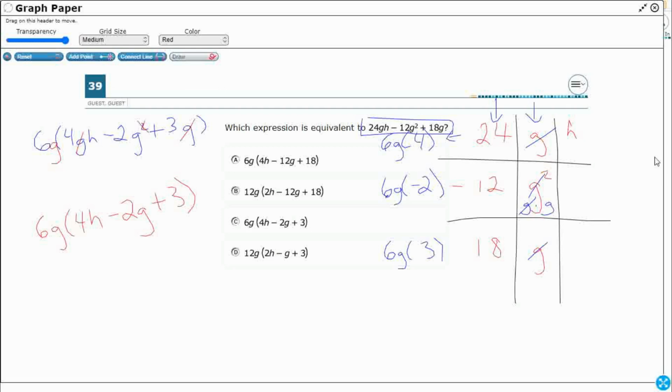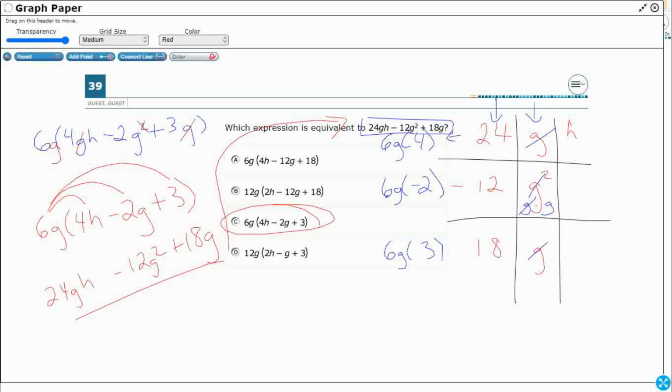How do we double check this? Well, you distribute this out. So 6g times 4h is going to be 24gh, minus 6g times 2g, that's going to be 12g squared, and that's going to be a plus 18g, which gets us back to our original expression. This needs to match the original if we distribute it out. So that is going to be our answer, C.